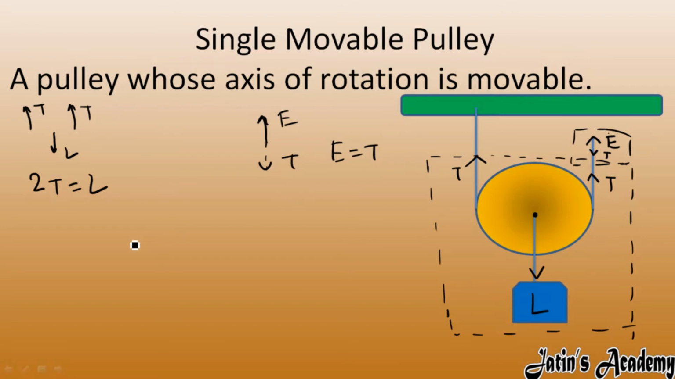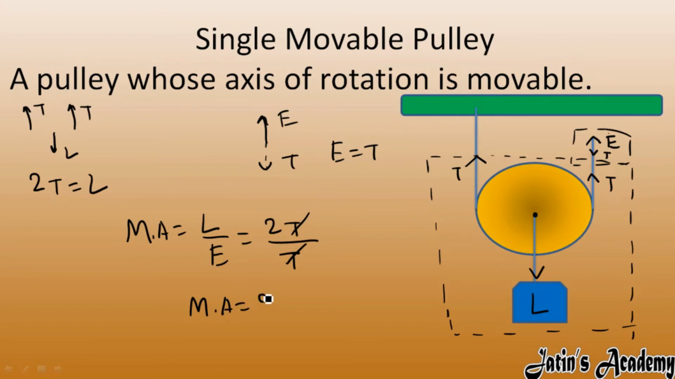Now we have to see the mechanical advantage as load upon effort. So load value we got as 2 times tension and effort value we have calculated as tension. So cancel it out, we got mechanical advantage as 2. So mechanical advantage from this figure we have calculated is 2. Now we have to calculate the velocity ratio.